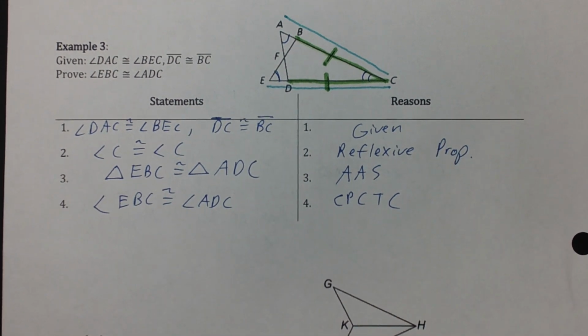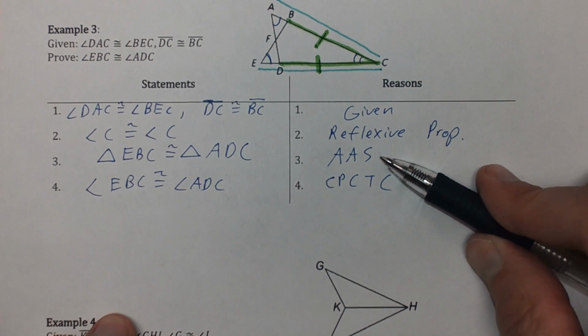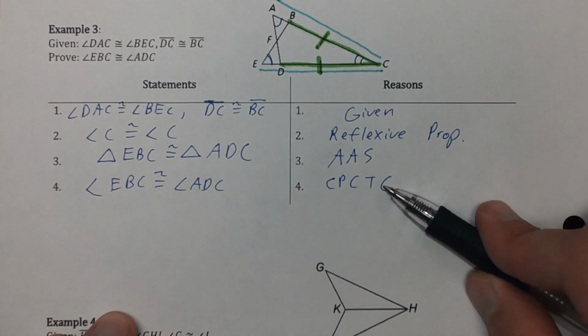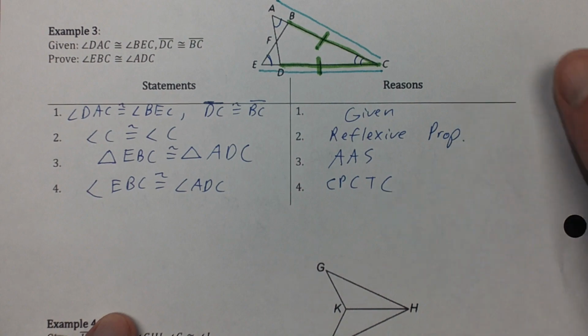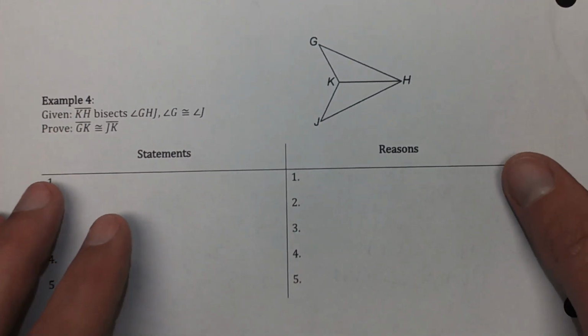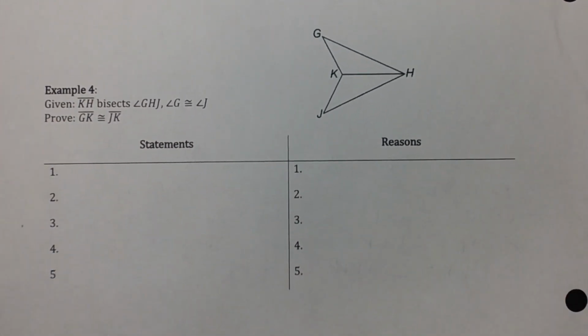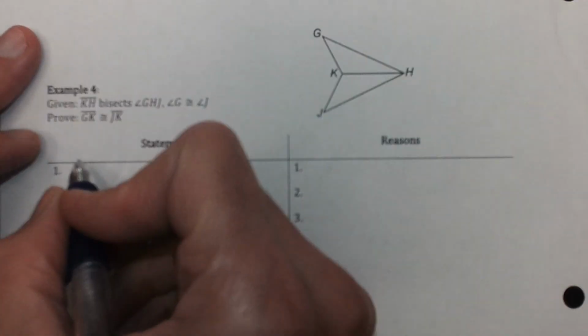CPCTC. Notice how I proved in the second to last reason that the triangles are congruent. And in the last step, I'm saying CPCTC. That's usually how it's going to be. Example 4 will be much easier than example 3. Example 3, like I said, is quite confusing, and we don't usually give you one that confusing. But anyway, let's see what example 4 says.